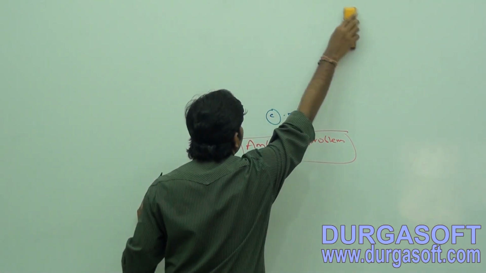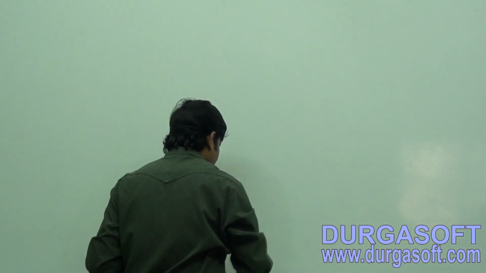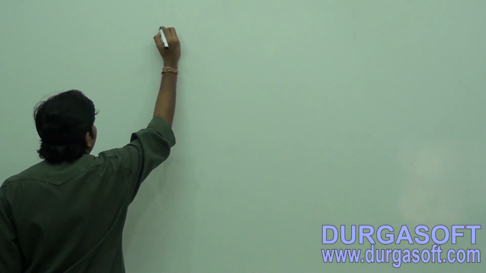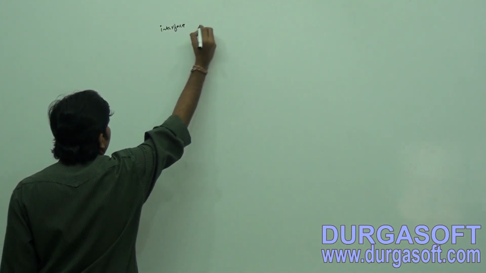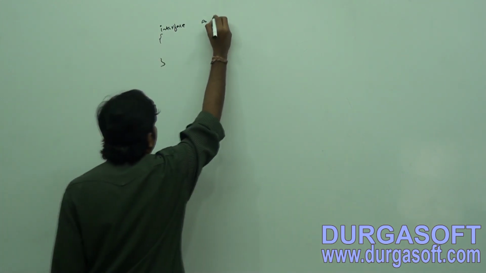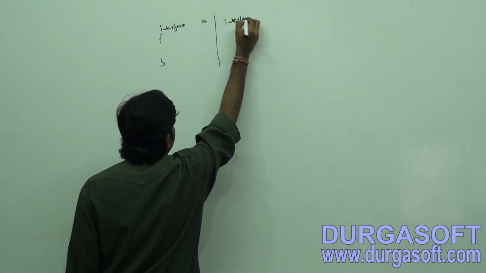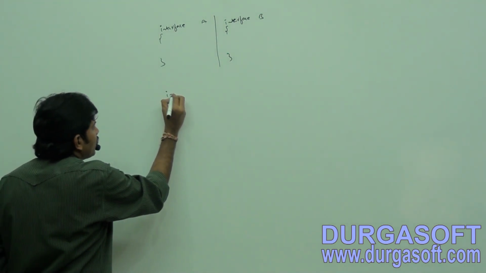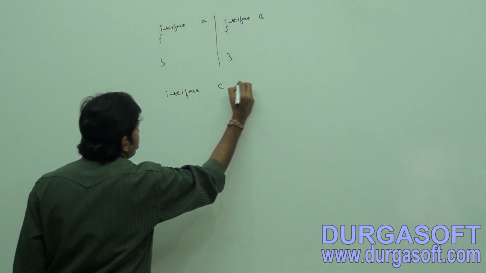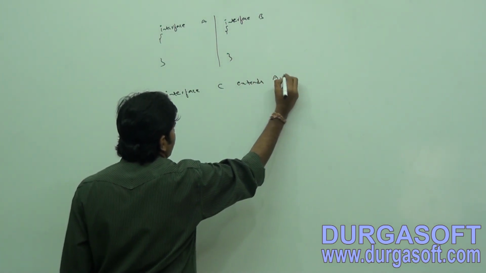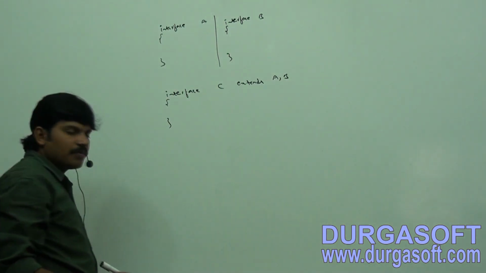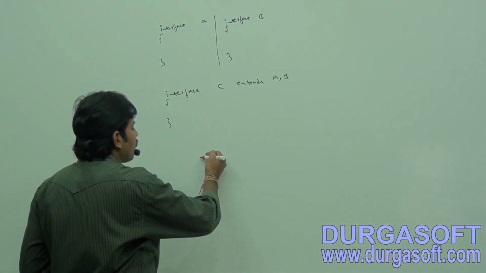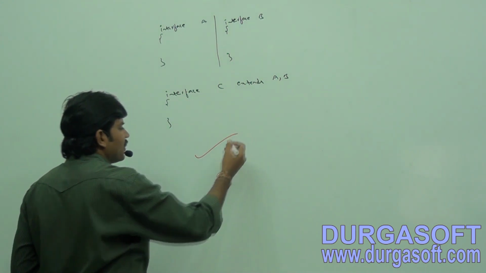But with respect to the interface concept, here is the best example. I have interface A and interface B. Now interface C extends A, B. Can you tell, is it valid or invalid? This one is 100% valid, don't keep any doubt.